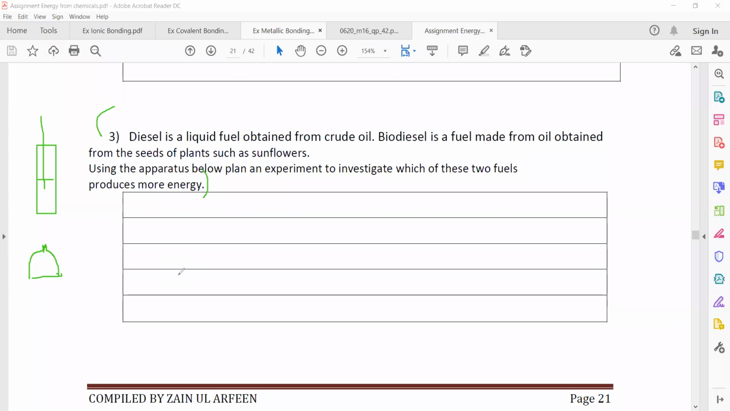Copy the question and send your answers on the group. Everyone should participate and send the answers. It's a similar experiment. Just now I discussed with you. So this is the end of this session, and send your answers on the group.